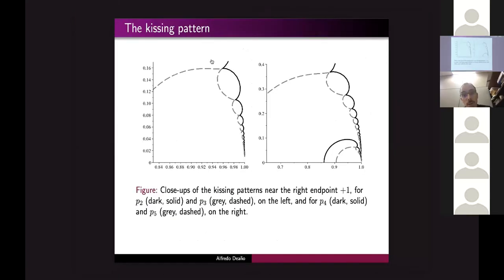And then you have a whole sequence of values where this happens. These sequences are not very explicit, but you can see that there's a whole sequence where this happens. And that sequence tends to, the zeros tend to plus one or minus one when omega tends to infinity.